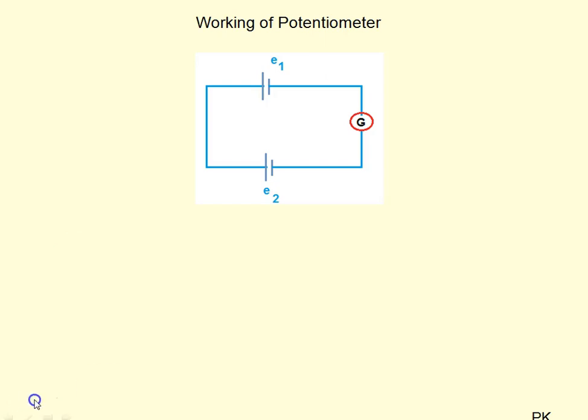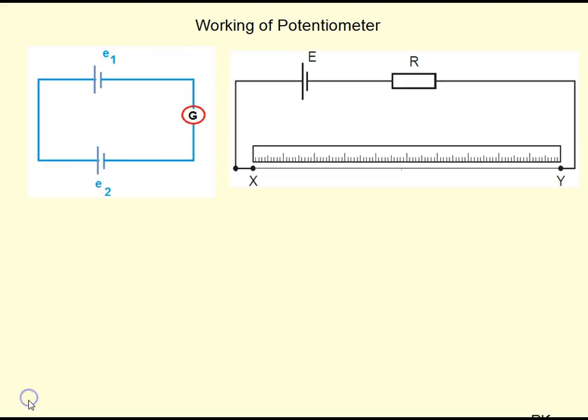Now we will discuss the working of potentiometer. All of you just focus on the first diagram. Here there are two cells of EMF E1 and E2, and they are connected to the galvanometer. Now in the circuit, the current will be clockwise or anti-clockwise. It totally depends on E1 and E2, whichever is greater. If E1 is more than E2, the current will flow in the anti-clockwise path, and if E2 is greater than E1, then the current will flow through the galvanometer clockwise.